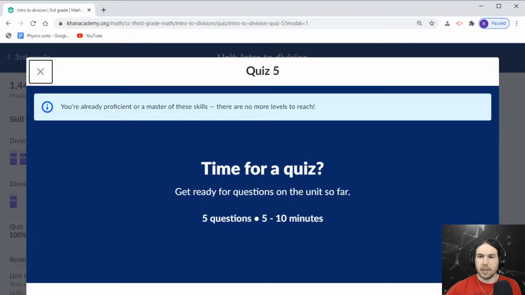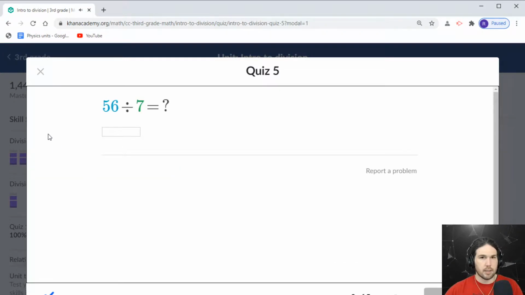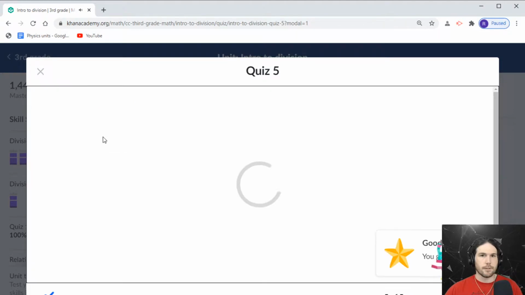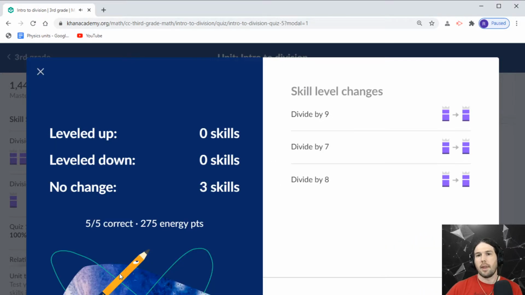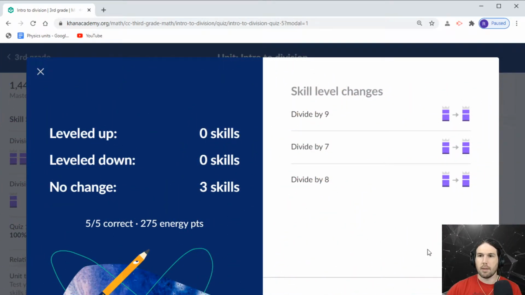We've got a quiz that we're just going to, again, just zip through. 32 divided by 8 is 4. 54 divided by 9 is 6. 56 divided by 7 is 8. 72 divided by 9 is also 8. 28 divided by 7 is 4. You do not need me to pause and explain every single one of these problems.